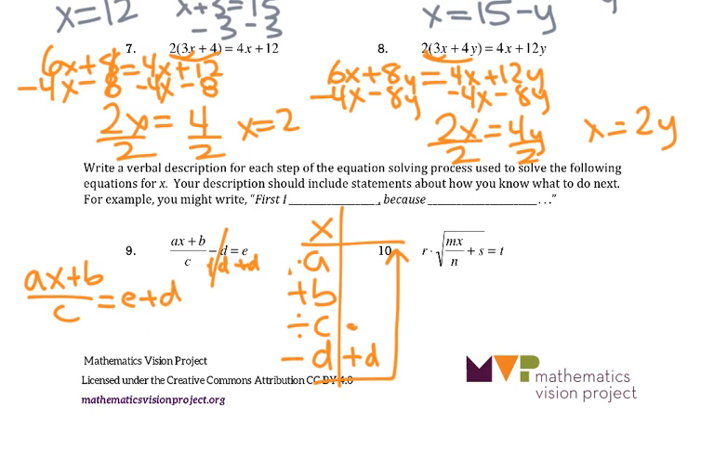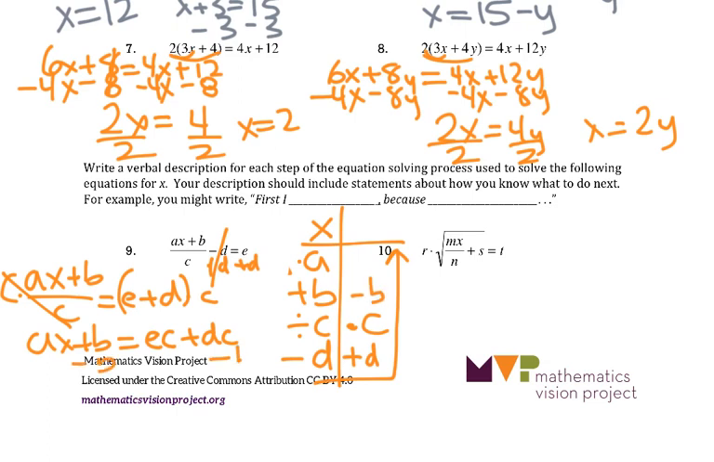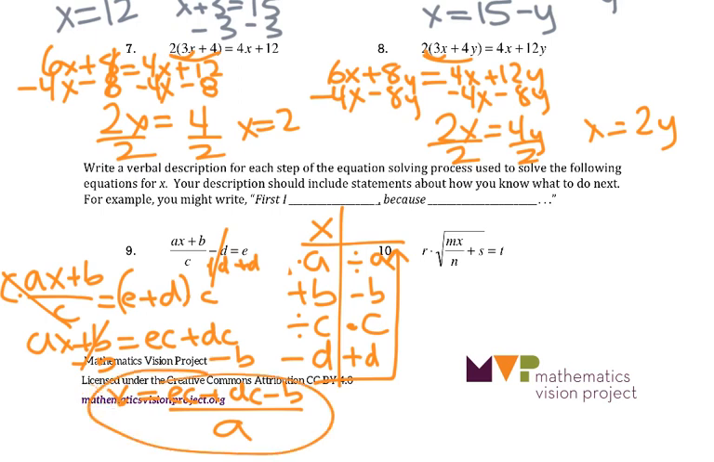Second step, I would multiply by c, because that would get rid of the c in the fraction. I'm going to have to distribute it, so I get ax plus b equals e times c plus d times c. Next step, I would subtract b from both sides, giving us ax equals ec plus dc minus b. And finally, we divide everything by a, and that's my answer. That's the step-by-step process we had to do.